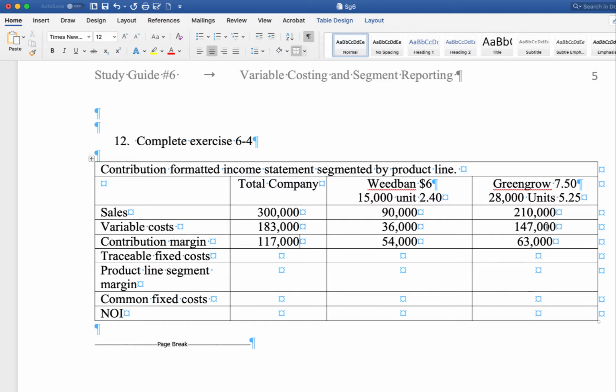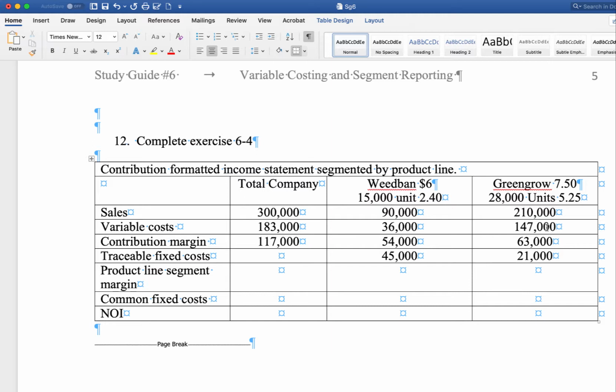Okay, so the book tells us that, oh, by the way, traceable fixed costs to Green Grow are $21,000. So there's fixed costs of $21,000 that Green Grow and only Green Grow incurs. For Weed Ban, that's $45,000 fixed costs, right? Again, those are traceable fixed costs. Those are fixed costs only incurred by Weed Ban.